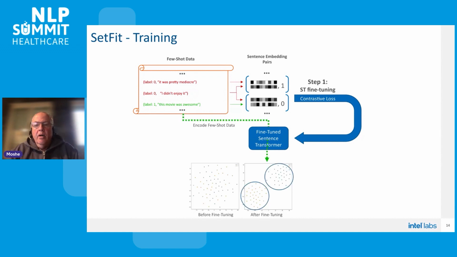As we can see on the 2D plot, after fine-tuning, the sentences belonging to the two different classes are separated, whereas before the fine-tuning, they were mixed together.